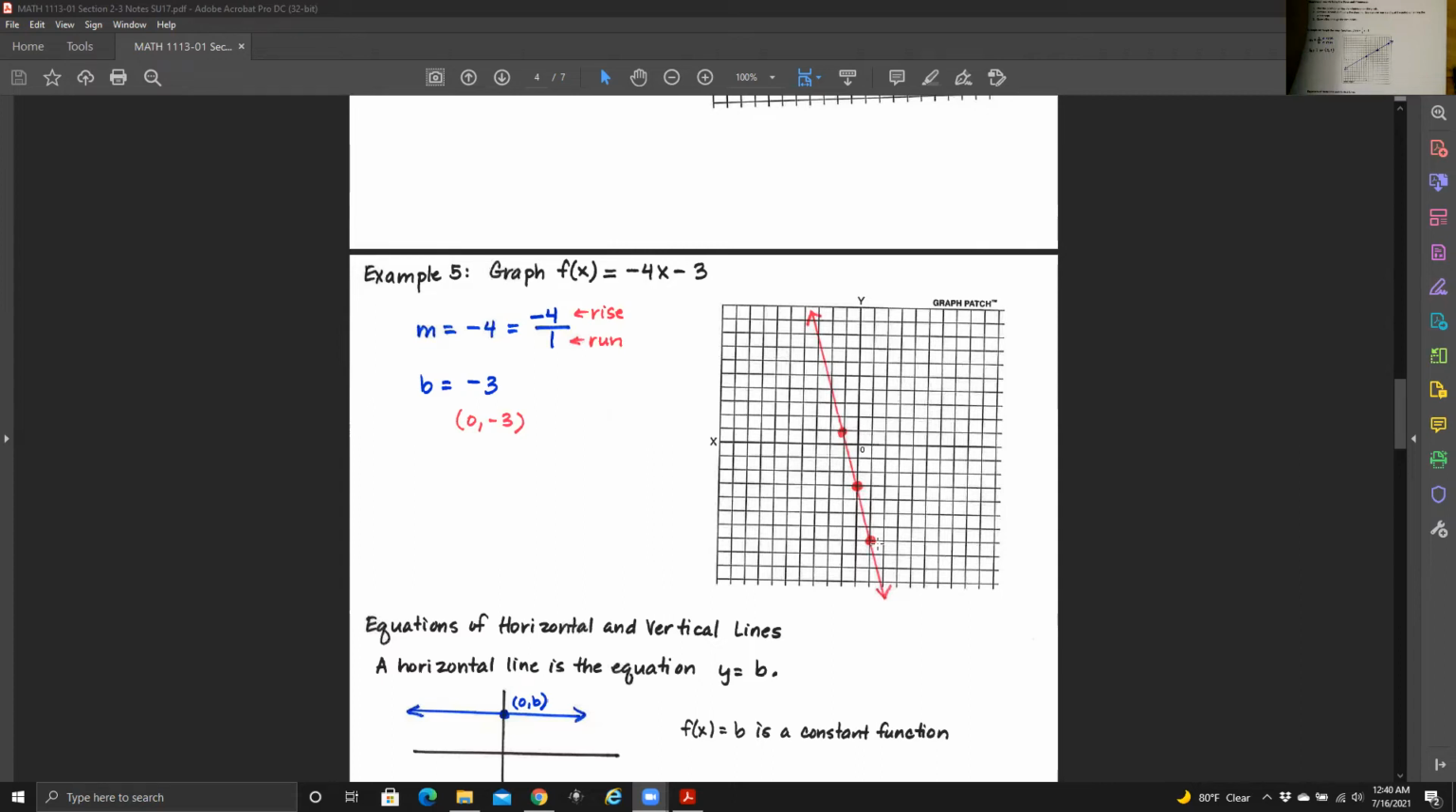Okay. Now, another way I could have done this was to make the 4 positive and the 1 negative. If I did that, then from this y-intercept, I would have gone up 4 and to the left 1, and then connect the points to draw the line. So here, this will be the graph of the equation f of x is equal to negative 4x minus 3.